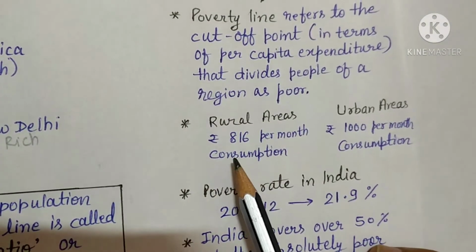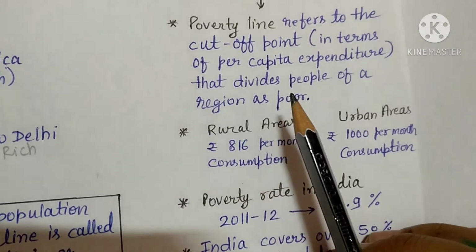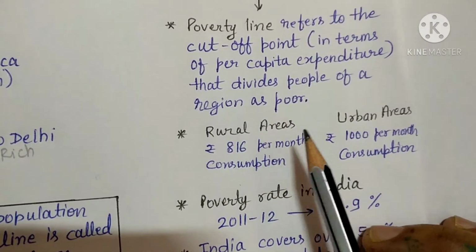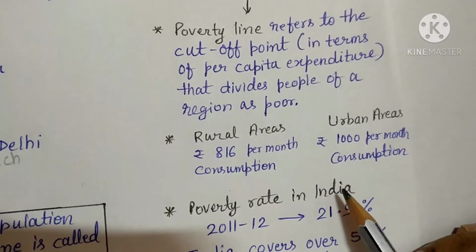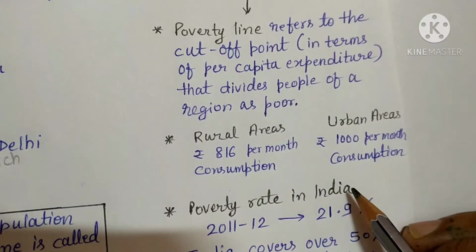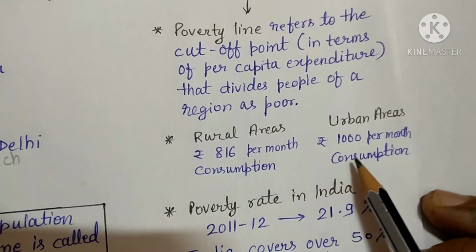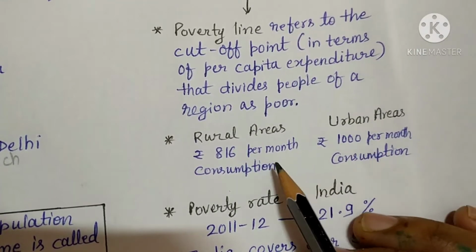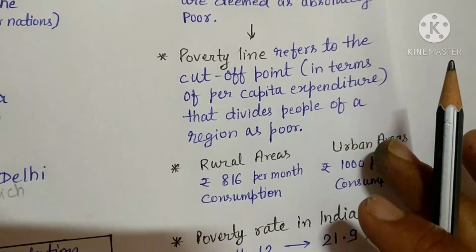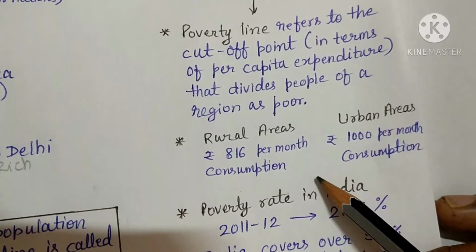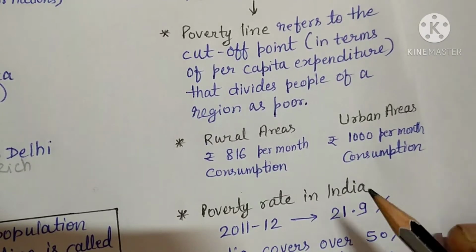Like in rural areas, those who are earning rupees 816 per month or less come below the poverty line. And in urban areas, those who are earning rupees 1000 per month or less come below the poverty line. Okay, those who are consuming 860 rupees per month in rural areas and 1000 per month in urban areas. So the people who are earning more than this will come above the poverty line. It means they will not be called poor. But those who are earning less than that will come under the poverty line. They will be called poor, or you can say absolutely poor.